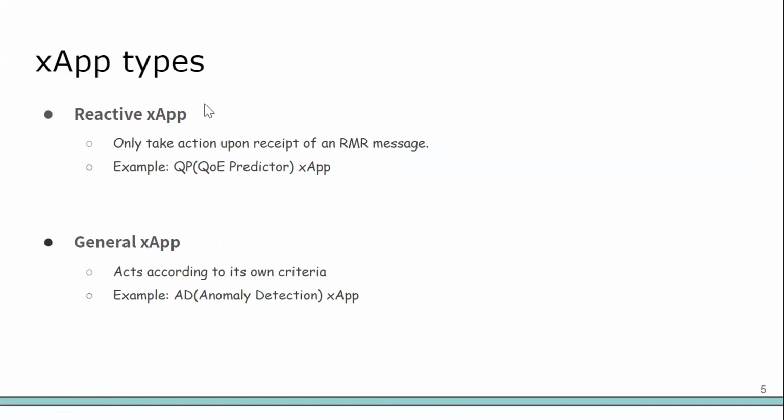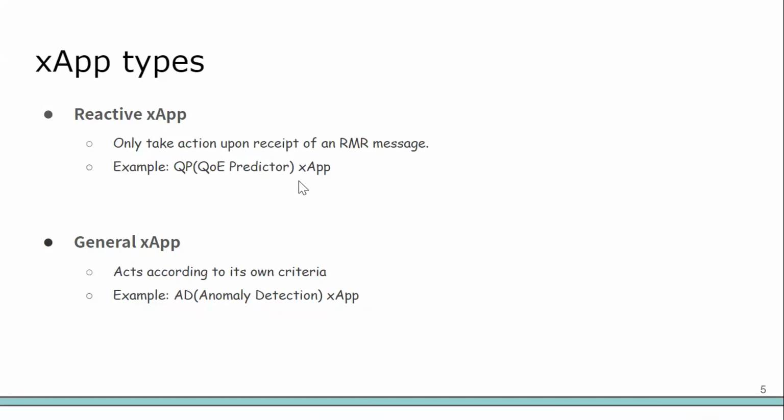So xApps have two types: the reactive xApp and the general xApp. Okay, so a reactive xApp can only take action when it receives an RMR message. And this kind of xApp never takes action at any other time. For example, the QP xApp only takes action when it receives a message from the TS xApp.